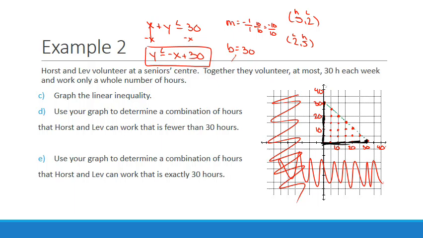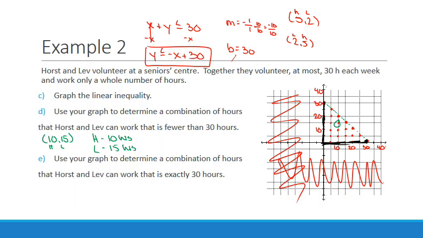So just something that is less than the 30 hours, so I can pick whatever I want. I grab that one right there. The coordinates of that is 10 and 15. And remember, we had Horst first and Lev second. So we're saying that Horst would work 10 hours. Lev would work 15 hours, and that is definitely less than 30.